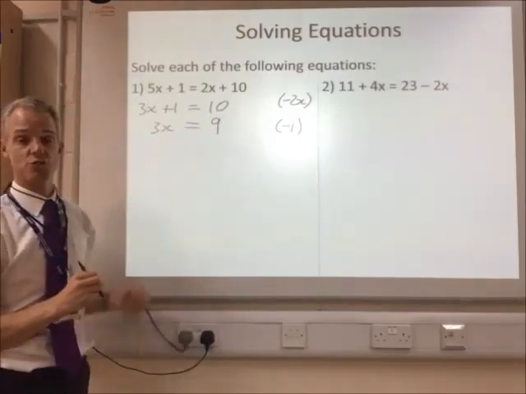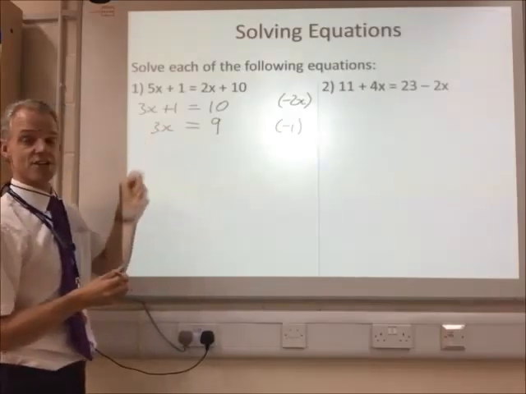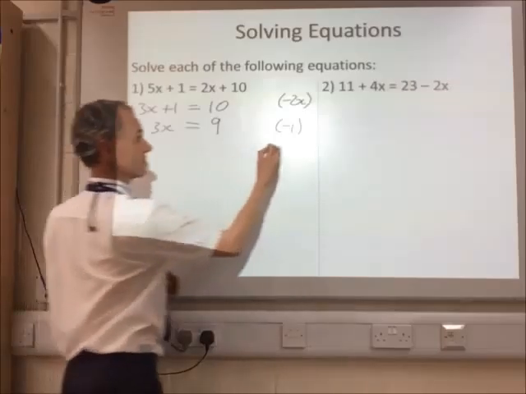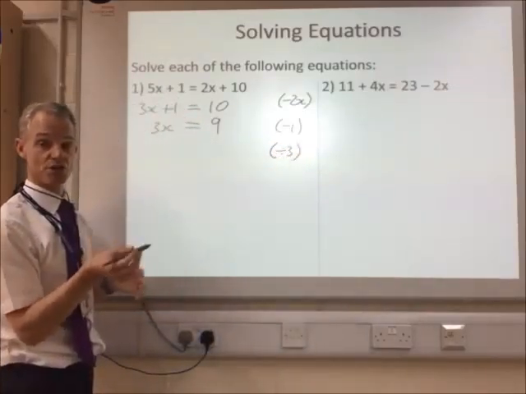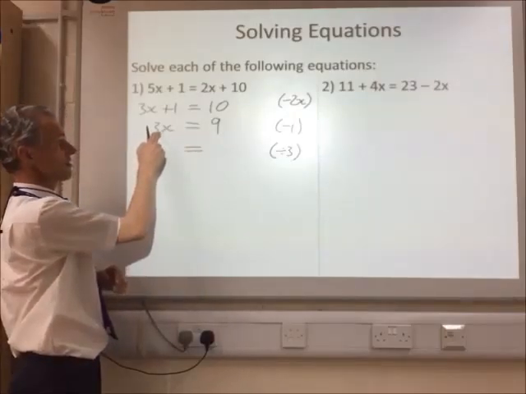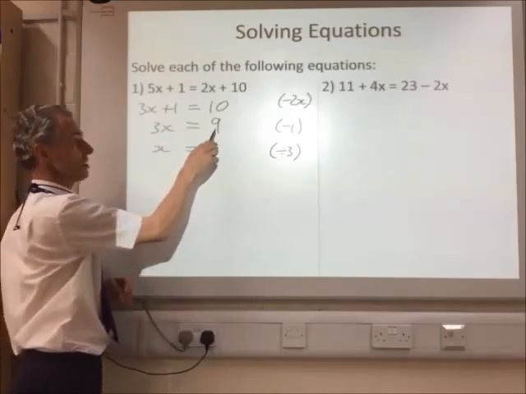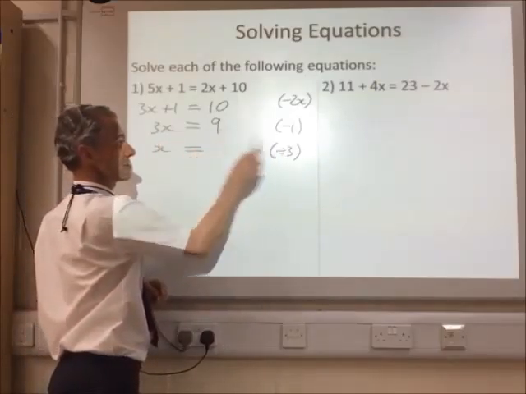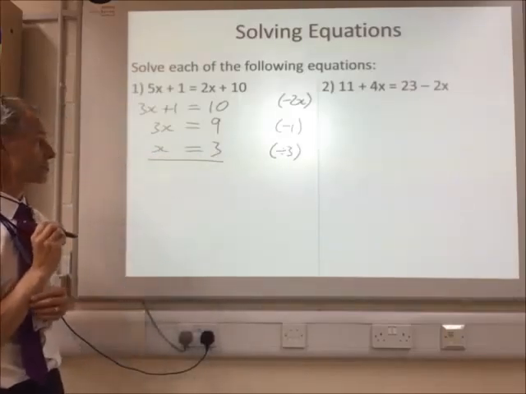I've now got 3x equals 9, but I just want 1x equals something. So to go from 3x to 1x, I know I've got to divide by 3. So there's a reminder of my working: divide by 3, which I must do to both sides of the equation. Put the equal sign in there. 3x divided by 3 is the x that I want. I've got to do the same here. 9 divided by 3 is 3. There's my solution: x equals 3.